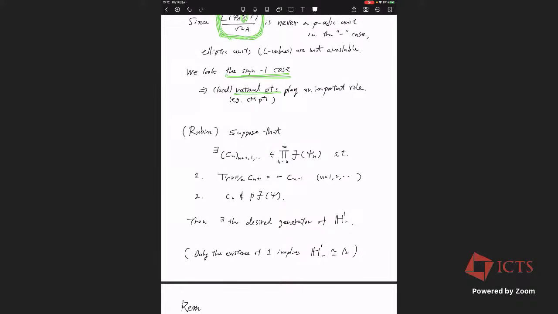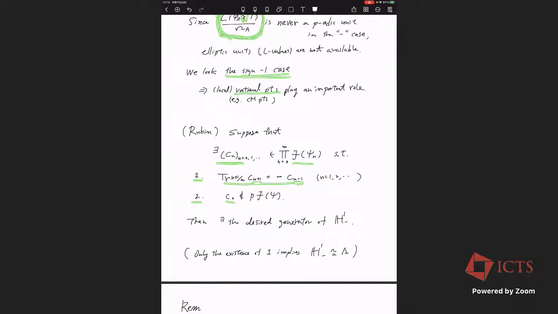Rubin shows that, suppose there are good local points of the formal group in the anticyclotomic tower satisfying two conditions. One is a certain trace compatibility. This relation is common in the plus-minus theory, coming from the factor a_p equals 0. This is n+1 and this is n-1. And the second condition is subtle. The bottom c_0 is not divisible by P.